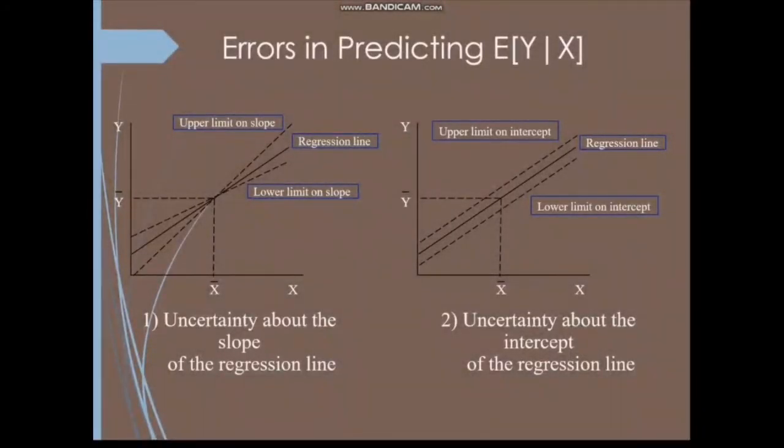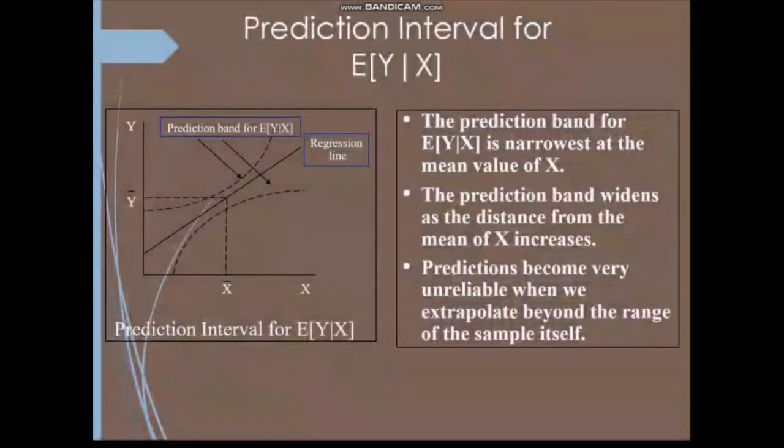And then we will discuss the errors in predicting EYX. We can see the graph for our certainty about the slope of the regression line. And then we can see the graph for our certainty about the intercept of the regression line. And then we will discuss the prediction interval for EYX. This is the graph for the prediction interval for EYX.